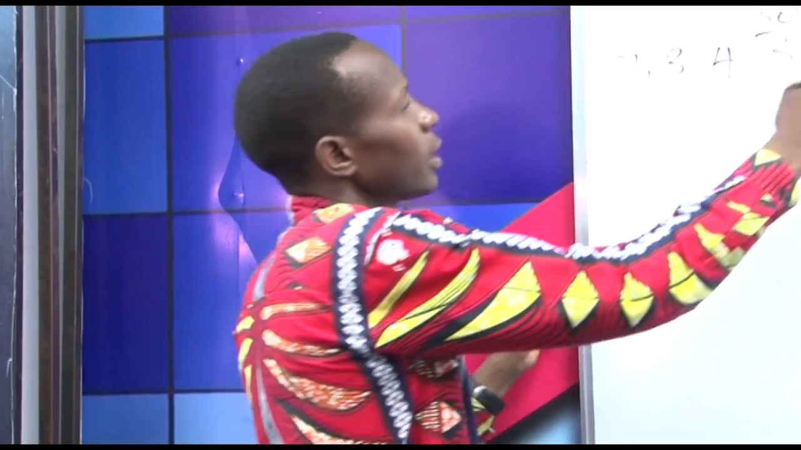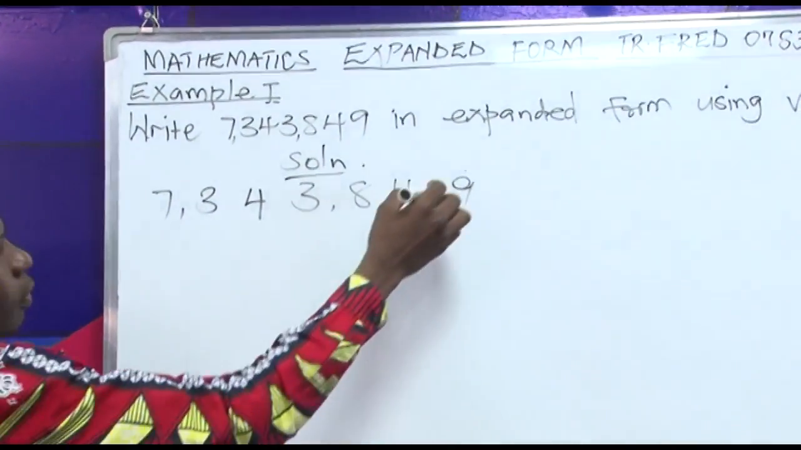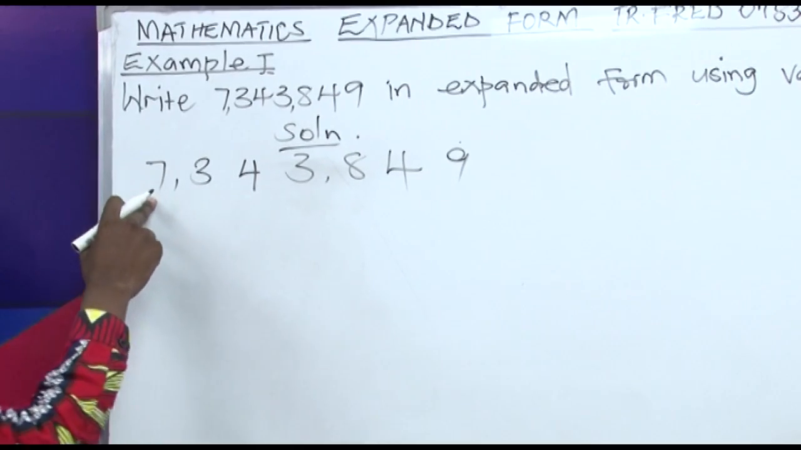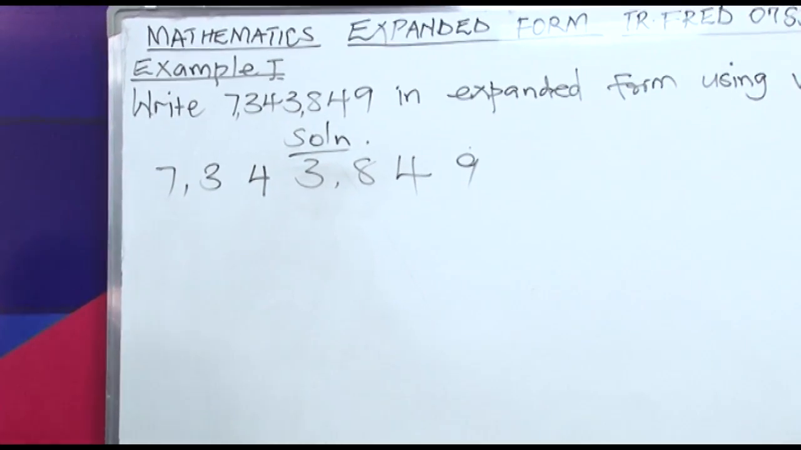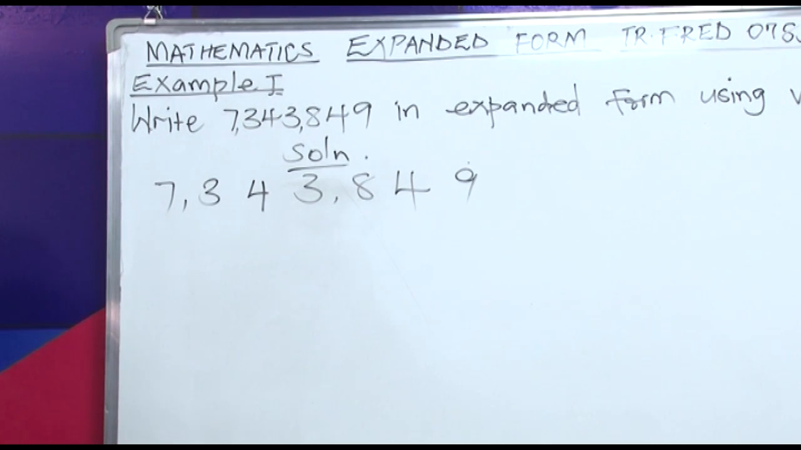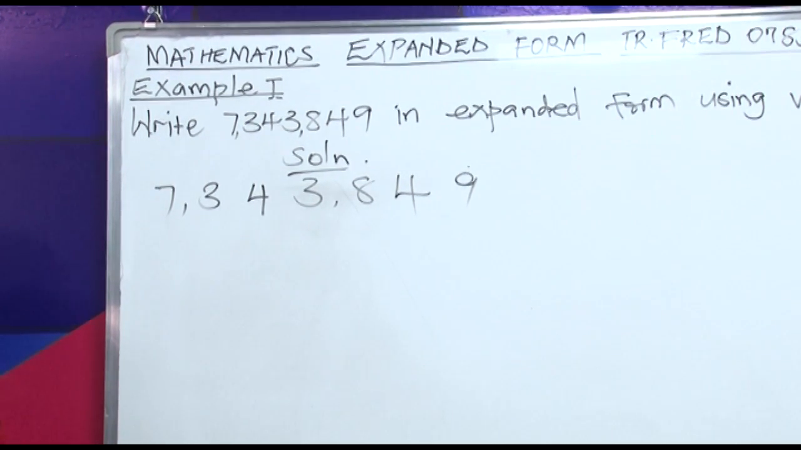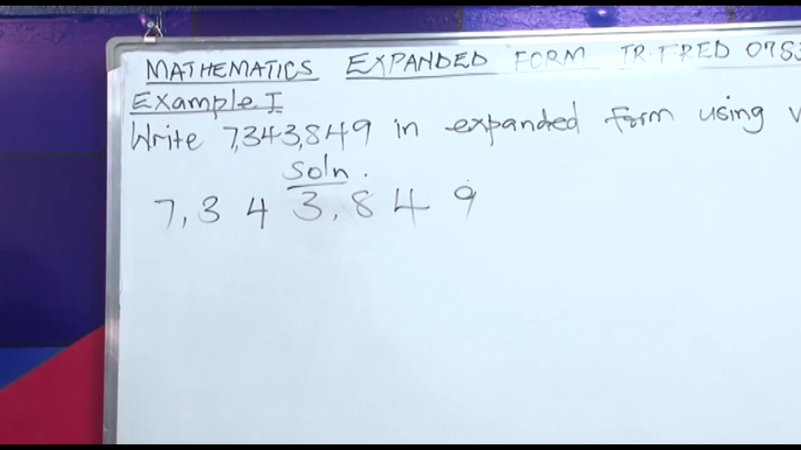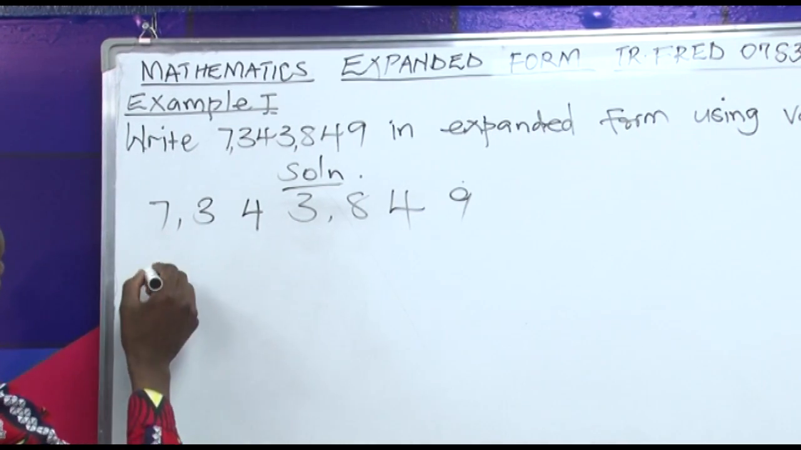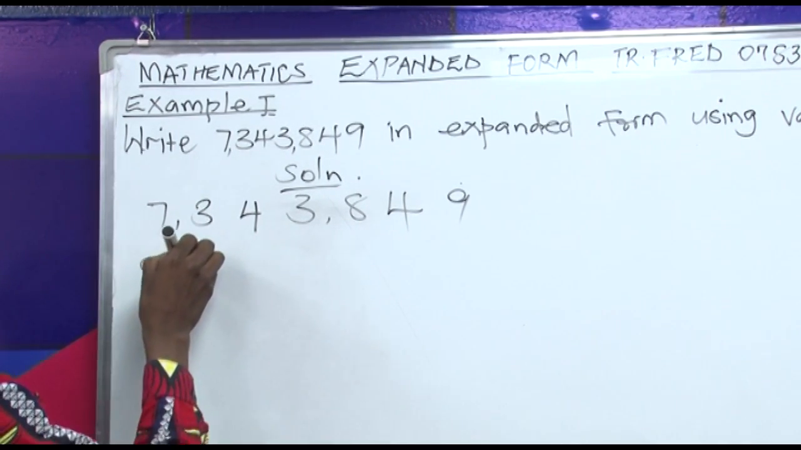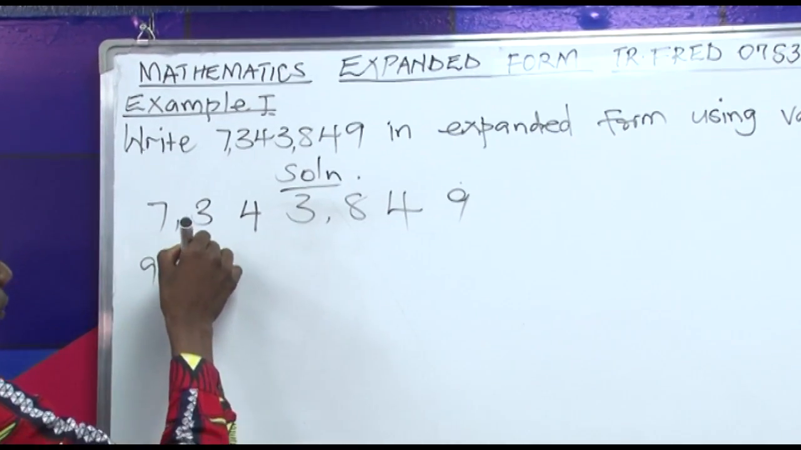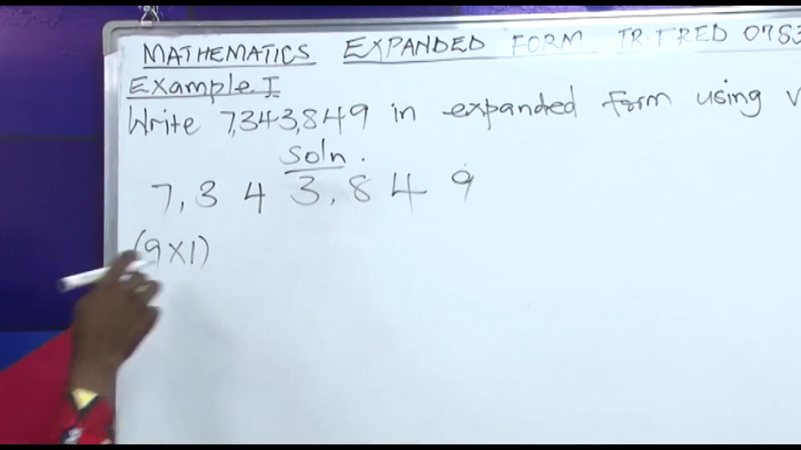We start with the first digit. This takes the place value of ones, followed by tens, hundreds, thousands, 10,000, 100,000, then we come to millions. Then we get the place value and multiply it by the digit. There we are finding the value of each. After getting the value of each, we will be in position to expand our number using values. So I begin with 9. Remember, 9 is taking the place value of ones, so I multiply it by 1.